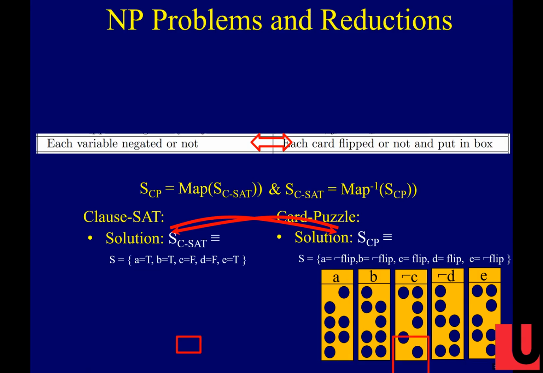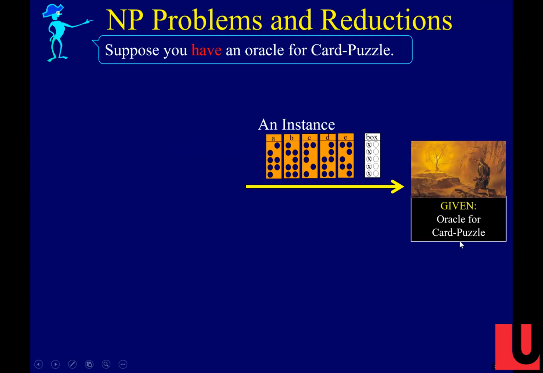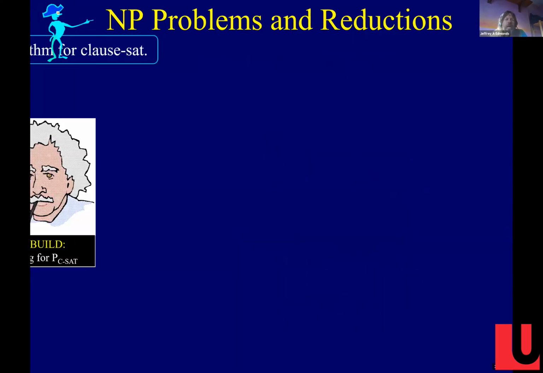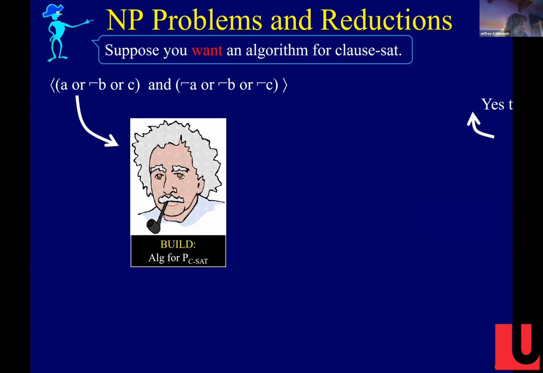Yep. All right. Now, what is the algorithm going to be? Well, we have an oracle to solve the card problem. So we're given a bunch of cards. If you give the oracle cards, the oracle will tell you what the solution is, how to flip the cards. And if there's not a solution, she will say, no, there's not a solution. And so what we want to come up with is an algorithm that solves the clause problem, right? So we're given a bunch of clauses, and we want to know, is there a setting of the variables that satisfies them all, right?